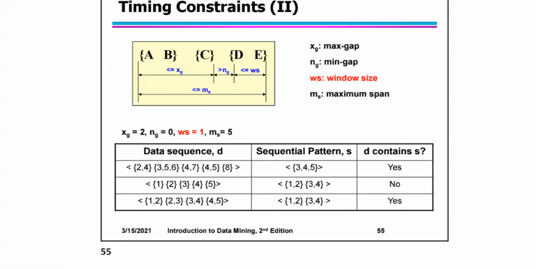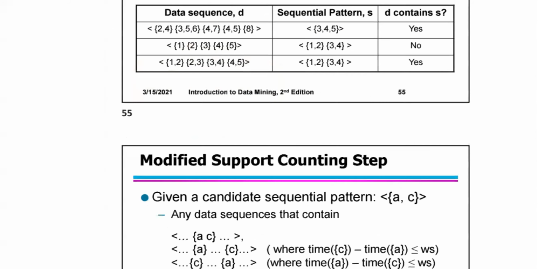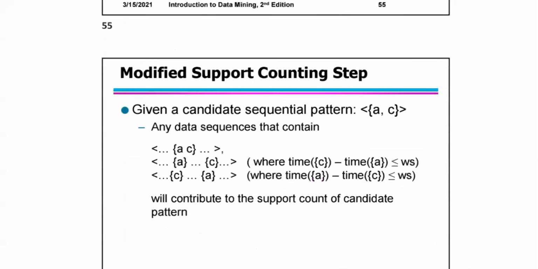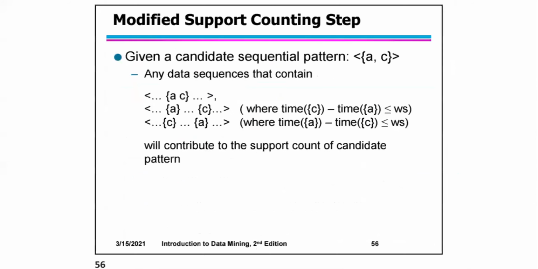So what are the alternative counting schemes? Modified counting methods have to be used. If the given candidate is the sequential pattern AC, then for any data sequence that contains it, we look at the time differences contributing to the support count of the candidate pattern. There are several methods available for counting the support of a candidate sequence from the database sequences.